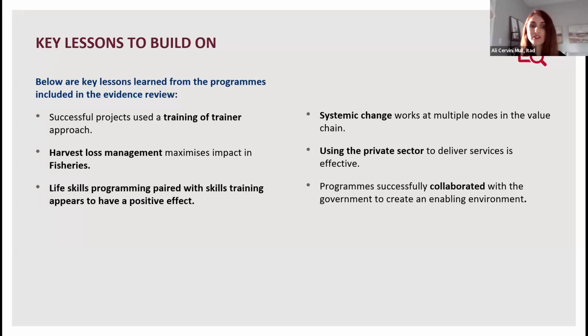Circling back to the fishing industry, programs successfully collaborated with the government to create an enabling environment to help fisherfolk gain access to international markets. And that's something that IRiS has been focused on, as Silas mentioned in his fisheries section. Other projects could build on these developments by providing technical assistance to the government of Somalia to institutionalize the HACCP standards and food safety standards within the government and market system. And that's also something that IRiS is already doing. Next slide, please.